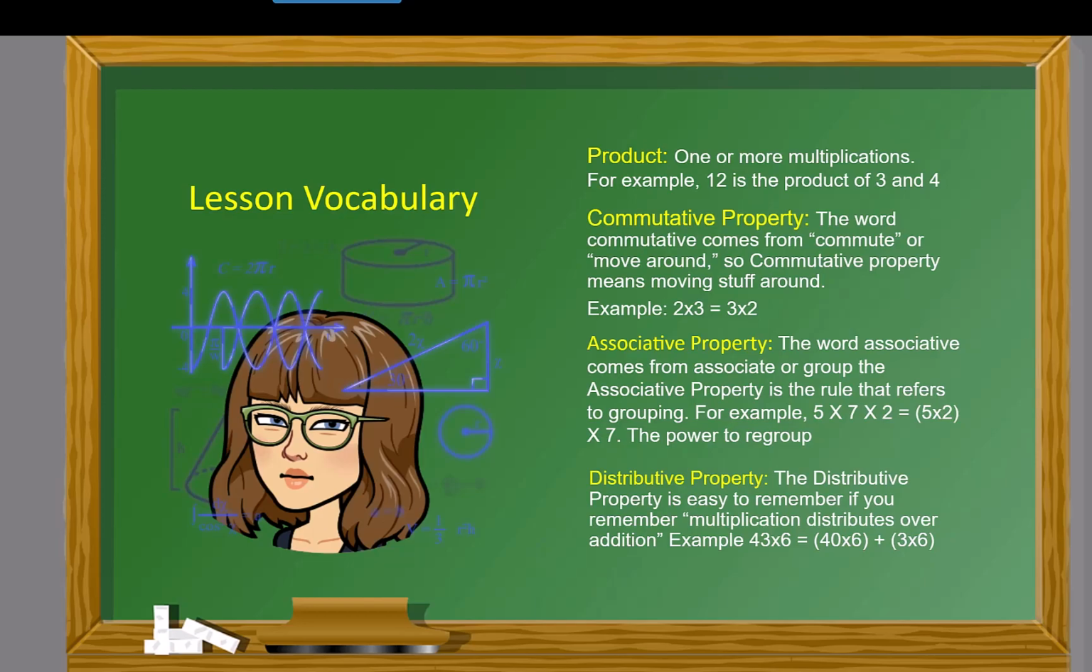Distributive property. The distributive property is easy to remember if you remember multiplication distributes over addition. Example, 43 times 6 equals 40 times 6 plus 3 times 6.